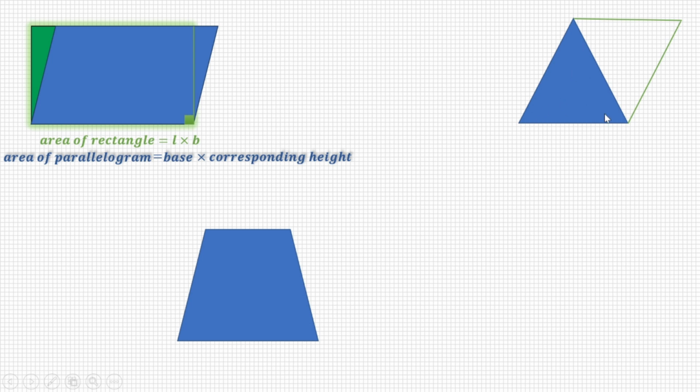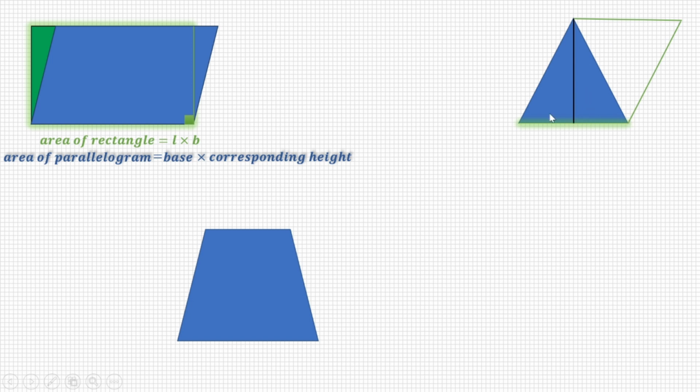What is the area of the parallelogram? Base, this base of the parallelogram, and the height with respect to this base. So this parallelogram is raised from this base up to this point. So this is the height. And so the area of the triangle is half of this.